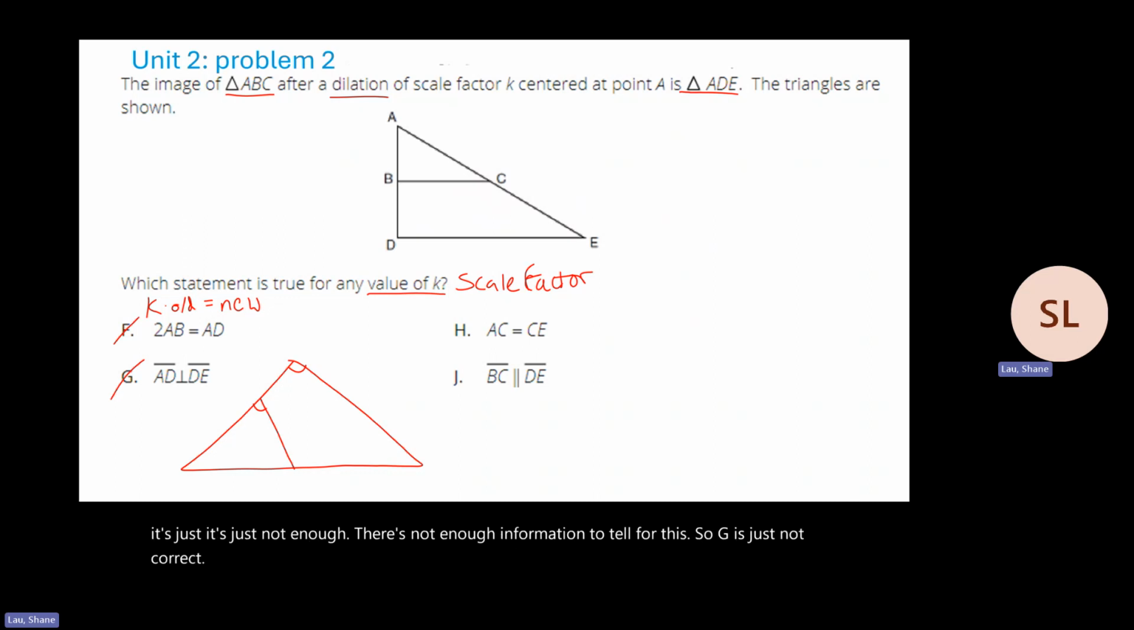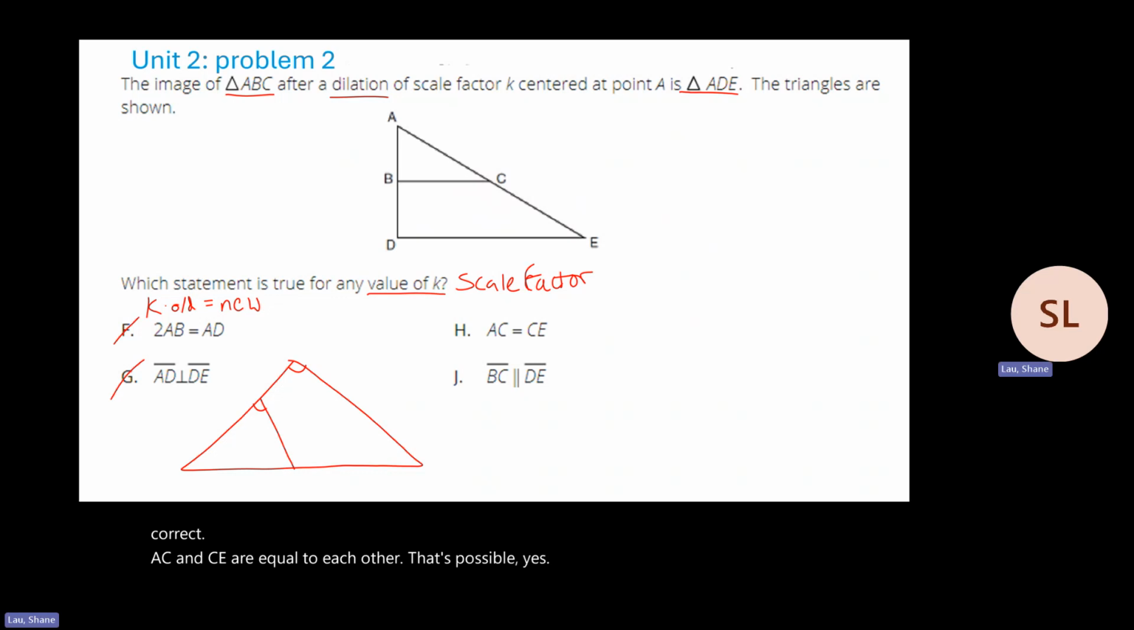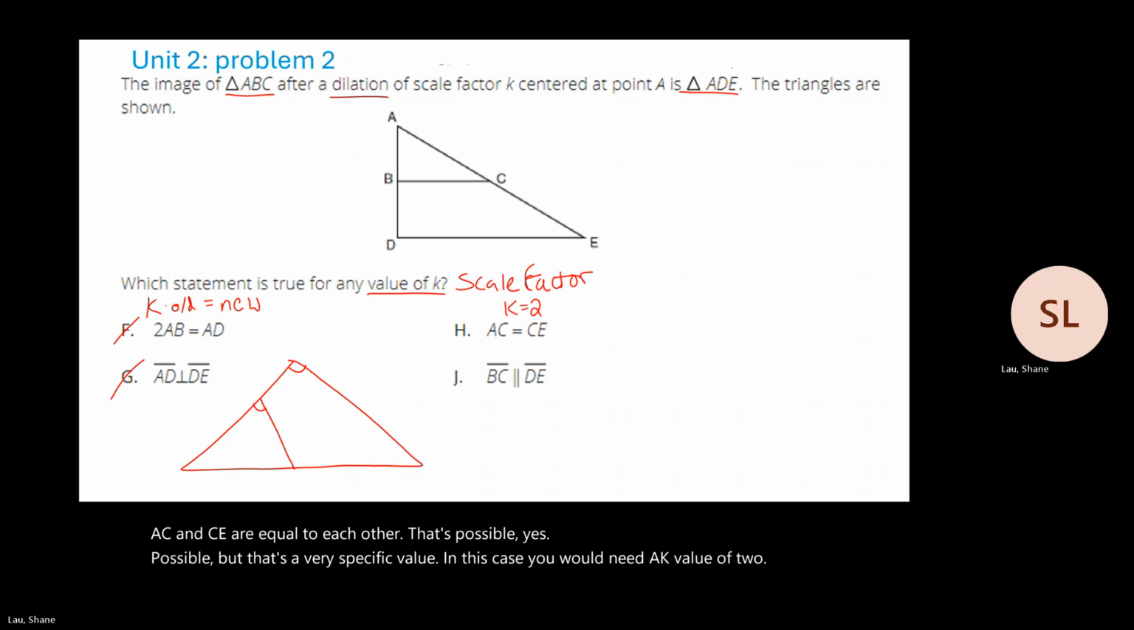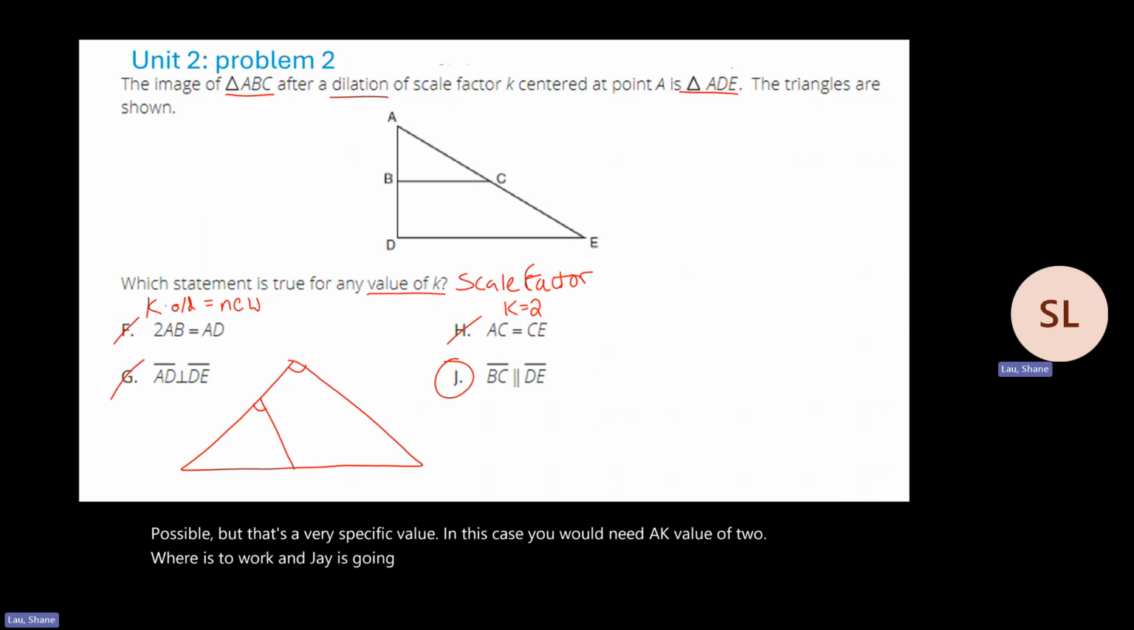AC and CE are equal to each other. That's possible, yes. Possible, but that's a very specific value. In this case, we would need a k value of 2 for this to work. And J is going to be the correct answer here. Okay. Because we always know that these two are supposed to be parallel to each other.